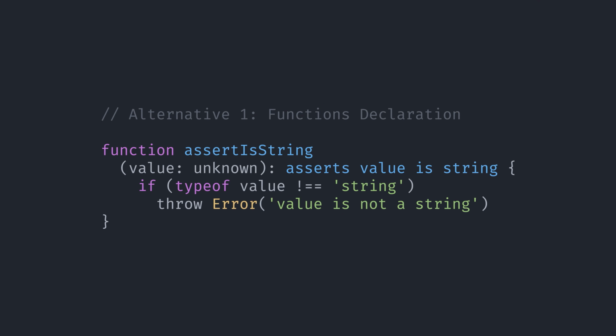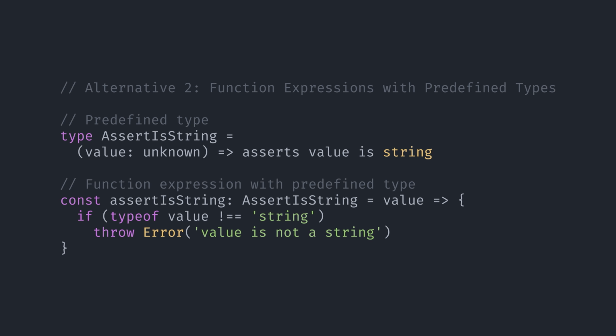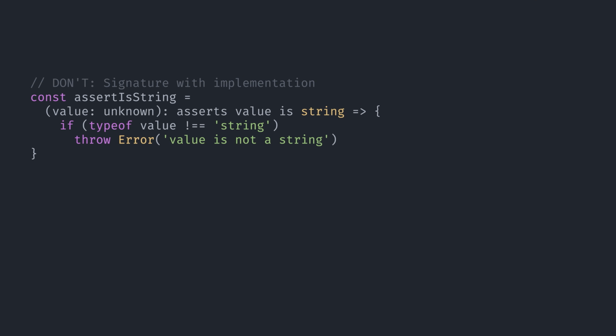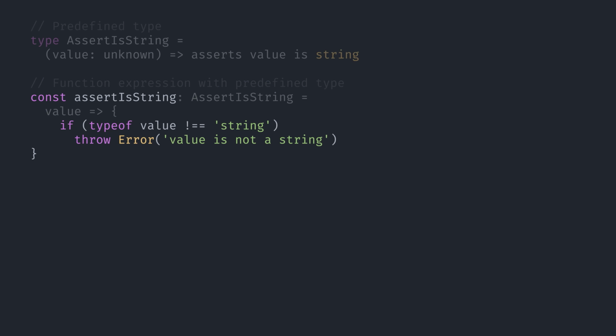To work around that issue, I found two alternatives. The first, using function declarations, and the second, use function expressions with predefined types. I prefer function expressions, so I'll go with the second option. For that, instead of defining our function signature along with its implementation, we will have to define its signature as an isolated type and cast our function to that type.